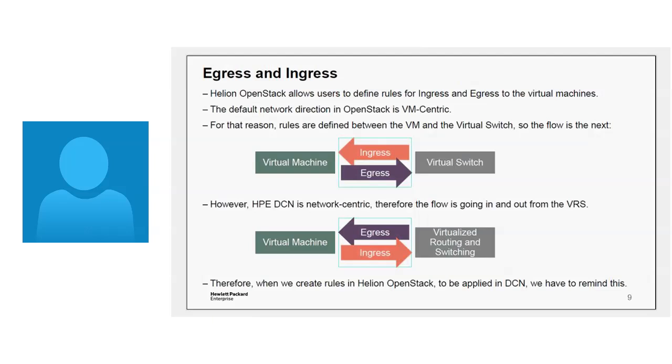Yeah. So what is happening here is that for Neutron or for OpenStack, the port is everything, right? You are actually defining rules for traffic which is coming into the port and leaving the port, and hence an ingress rule becomes traffic which is coming into the VM. Egress rules become traffic which is leaving the VM. But for Nuage, the network is everything. So traffic which is coming into the network is ingress, and traffic which is leaving the network is egress.